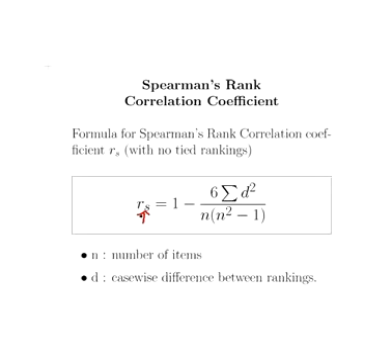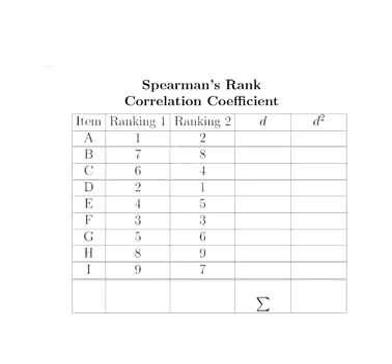1 minus this fraction here, 6 times the sum of D squared. D is the case-wise differences for each ranking. Divide that by N times N squared minus 1. So that's based on the number of items or number of cases.